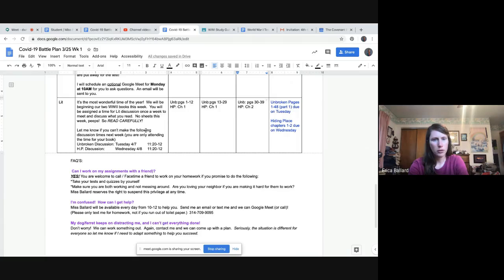Then underneath here, it also says, let me know if you can't make the following discussion times next week. We're only attending the time for your book. So if you're reading Unbroken, we're going to have discussion next Tuesday from 11:20 to 12. If you're reading The Hiding Place, we're going to do it on Wednesday from 11:20 to 12. And that's going to be my time to check in with you and make sure you understand what you're reading. So you don't have any sheets, okay? But that means that you need to be reading carefully and ready to go on next Tuesday or Wednesday to discuss. So that's the homework for the week.